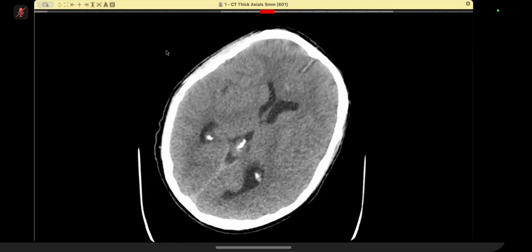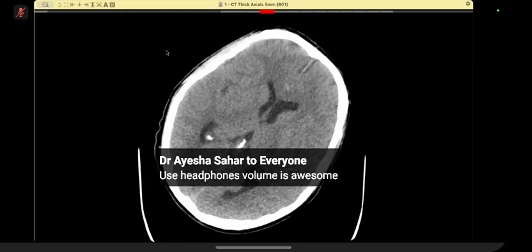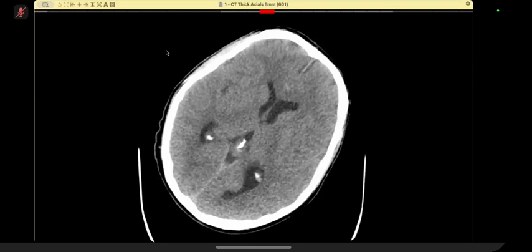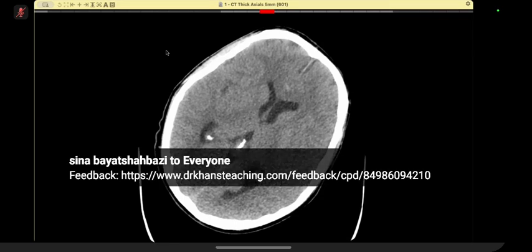Okay, now the next case. This is a 52-year-old male with acute symptoms. They are worried about the left side. They say acute otitis media. Over to you.